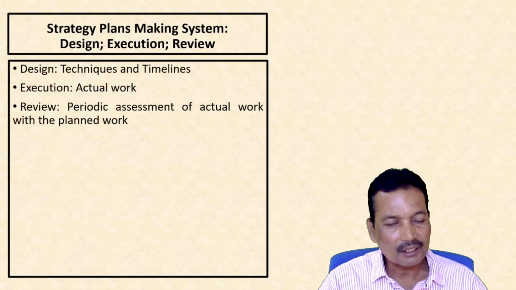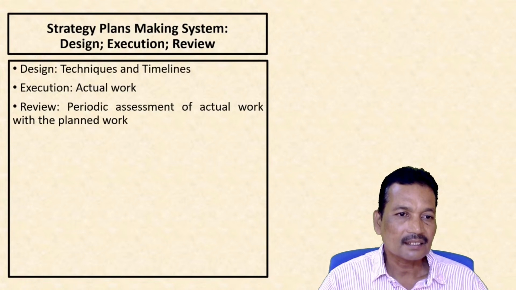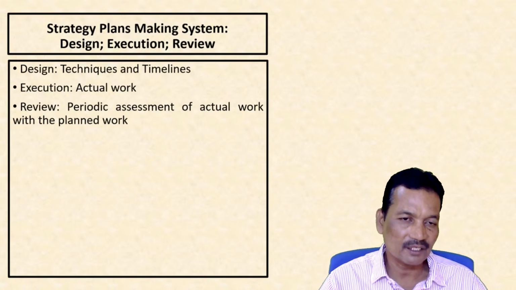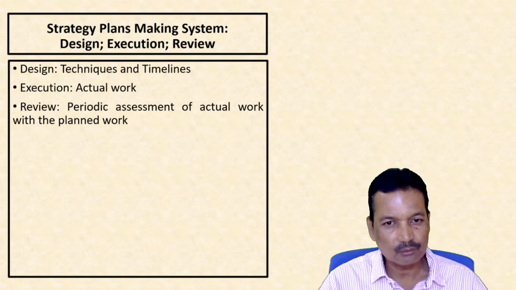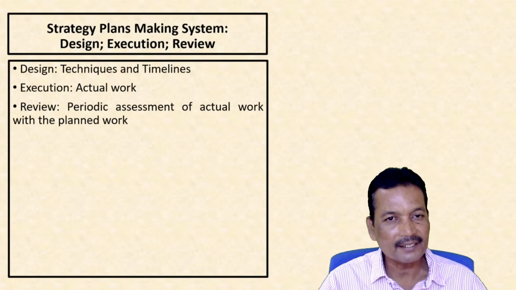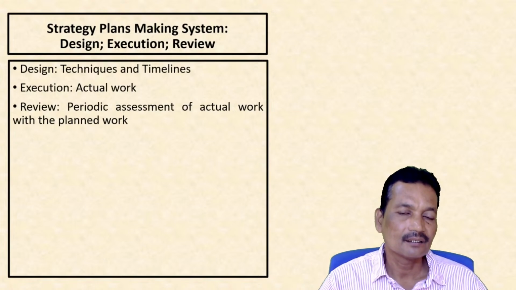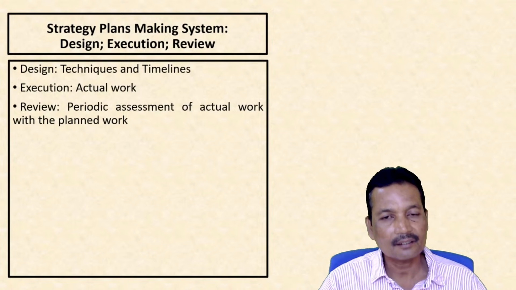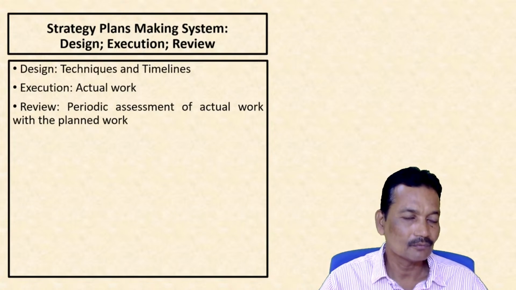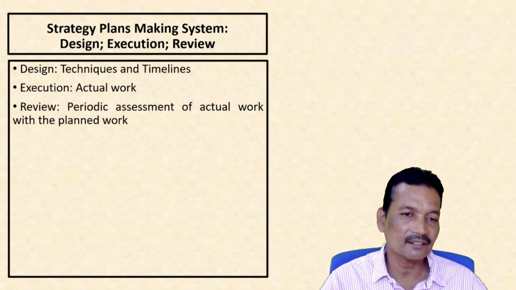Now, as the actual work is progressing at periodic intervals, we try to gather information regarding how much actual work has been done, how much work was planned till that periodic time period or the periodic information collection. That is, we call it as review. We try to assess both the things, the actual and the planned work.